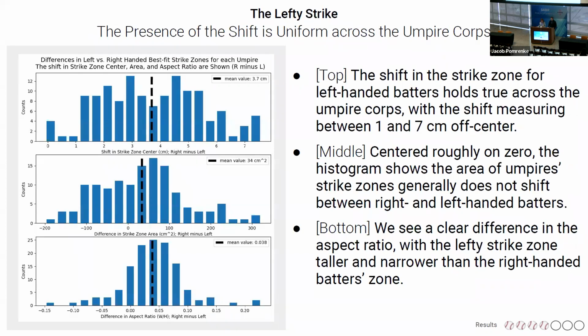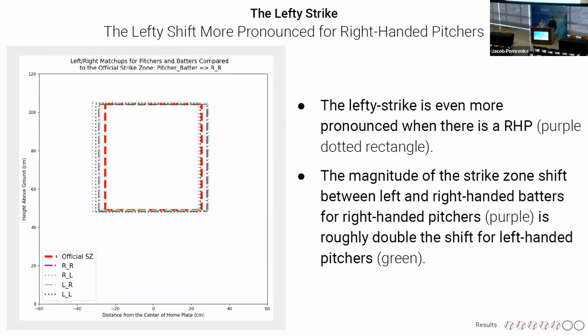We dug a little bit deeper into the lefty strike, and one data story that jumped out at us is that the strike zone for almost every umpire, all 139 of them in our data set, is shifted partially to the left. None of them calls a symmetrical strike zone for left-handed batters. You see this in that top histogram. In the bottom histogram, we're looking at the difference in the aspect ratio between left- and right-handed batters. Once again, we see the lefty strike zone is taller and narrower across the majority of the umpire corps. We then split the data again between left- and right-handed pitchers.